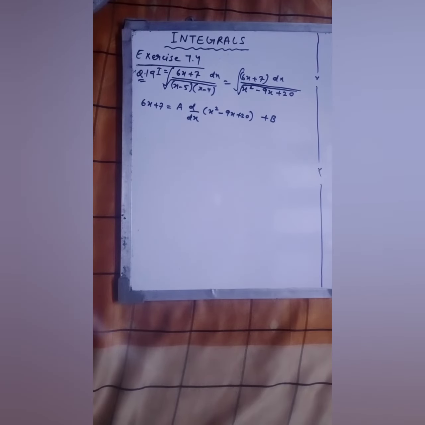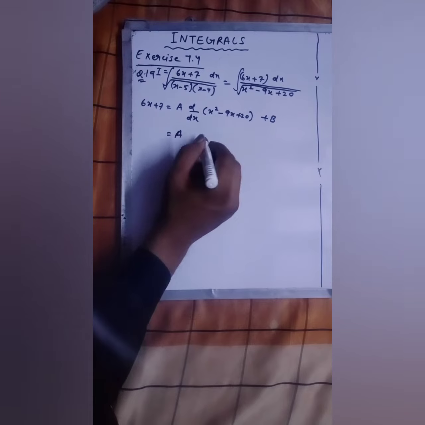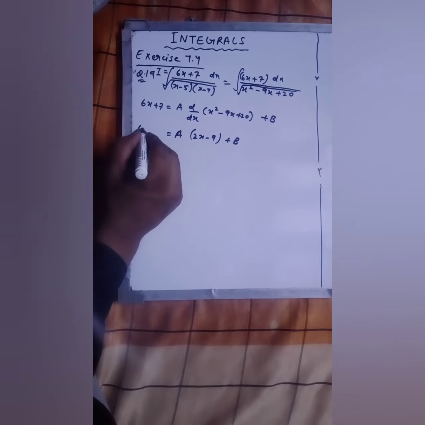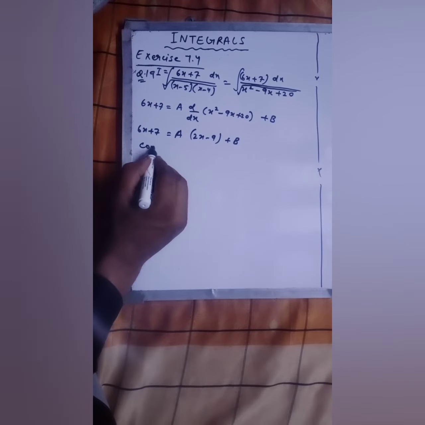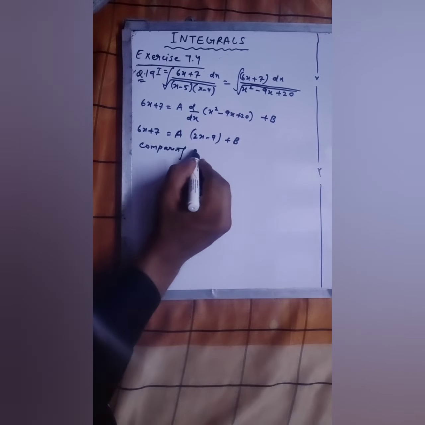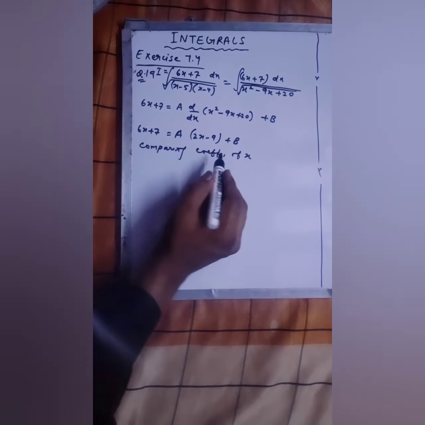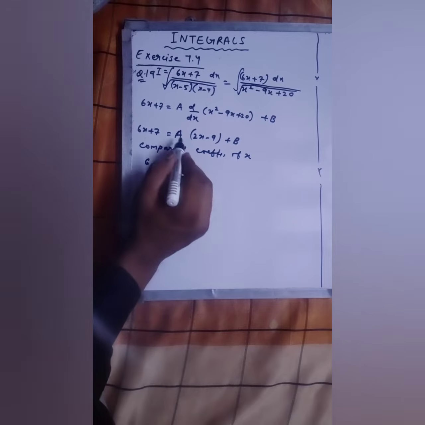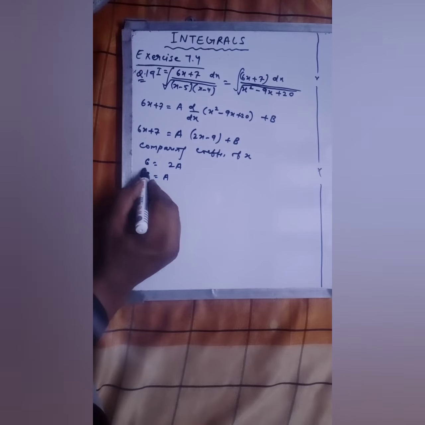Fine. Now we have to find out the values of this a and b which you have used in this question. Got it? So this would be a, and the derivative of this would be 2x minus 9, plus b, and that is 6x plus 7. So what I'm doing, I'm comparing the coefficient of x on both sides. The coefficient of x is 6 on your left hand side, and here 2a will come. So your a would be 3.